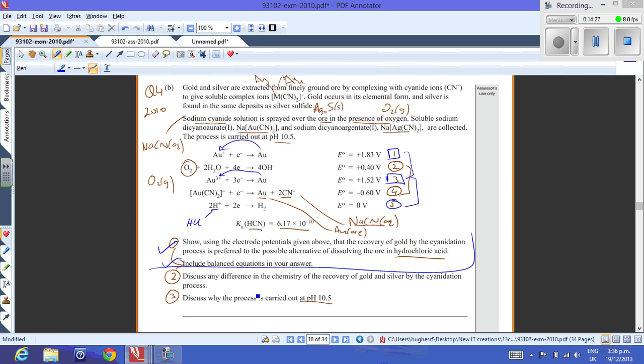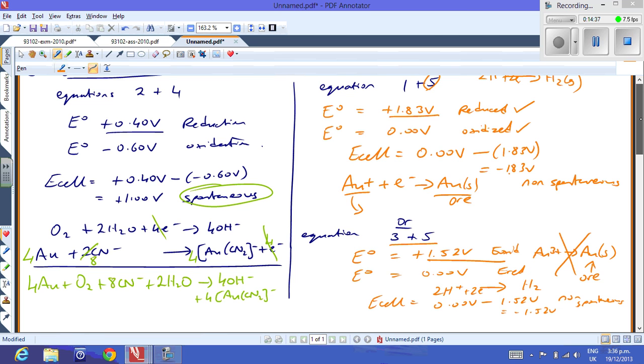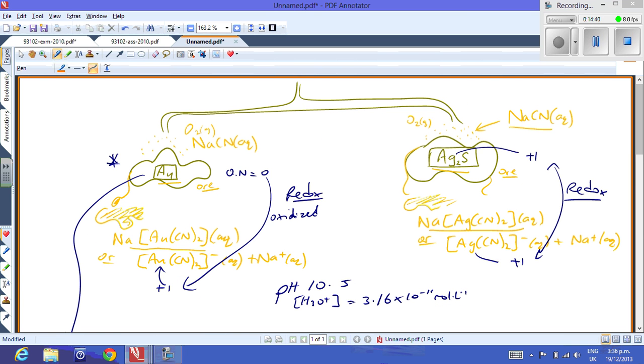Now, the second part here: discuss any difference in the chemistry of the recovery of gold and silver by the cyanidation process. So if we go back to our little diagram that we drew up at the start at the top here, the answer to this is essentially that the reaction for the cyanidation of silver from silver sulfide to its silver complex is not a redox reaction. It's not a redox reaction because the oxidation state of the silver doesn't change from one species to the other. And also there's no oxygen involved in that reaction, again because it's not a redox reaction.